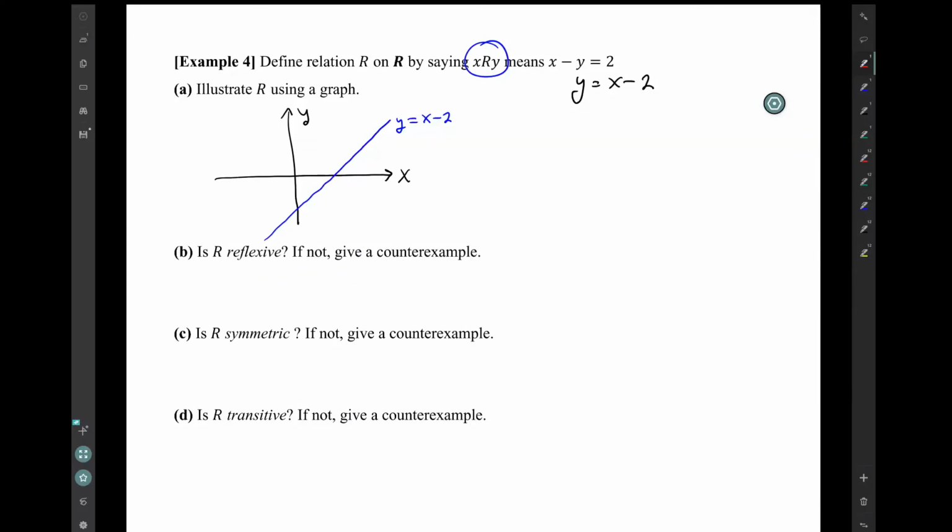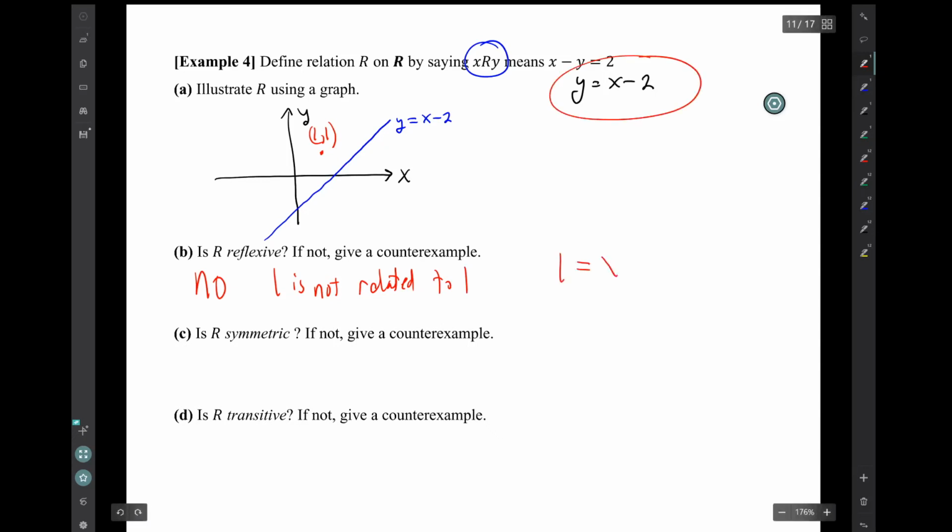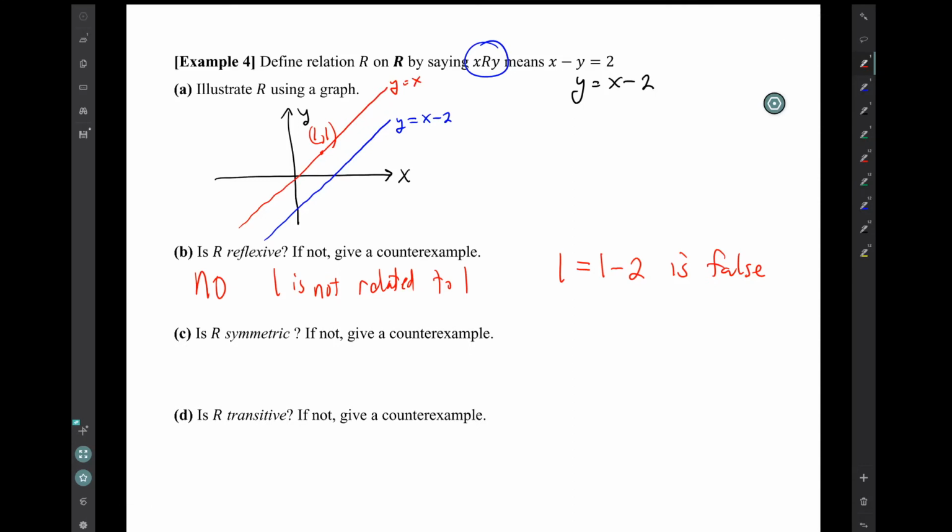Well, for a number to be related to itself, for instance, the number 1, for it to be related to itself, that point would have to be on our graph, but it's not. 1 is not related to 1. In other words, if I try to build this equation, that equation is false. Now, you can see that for a relation on the set of real numbers to be reflexive, that whole main diagonal would have to be part of the relation, part of the graph. And so if any part of that main diagonal is missing, the relation is not reflexive.